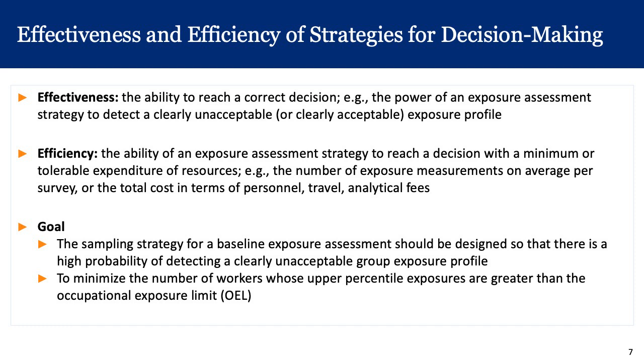Efficiency, on the other hand, is the ability of an exposure assessment strategy to reach a decision with minimum number of measurements or using minimum resources. And these could be the number of measurements or the total cost in terms of personnel, travel, analytical fees, and so on. And the sampling strategy should be designed so that there is a high probability of detecting a clearly unacceptable group exposure profile. And the overall goal is to minimize the number of workers whose upper percentile exposures are greater than the OEL.